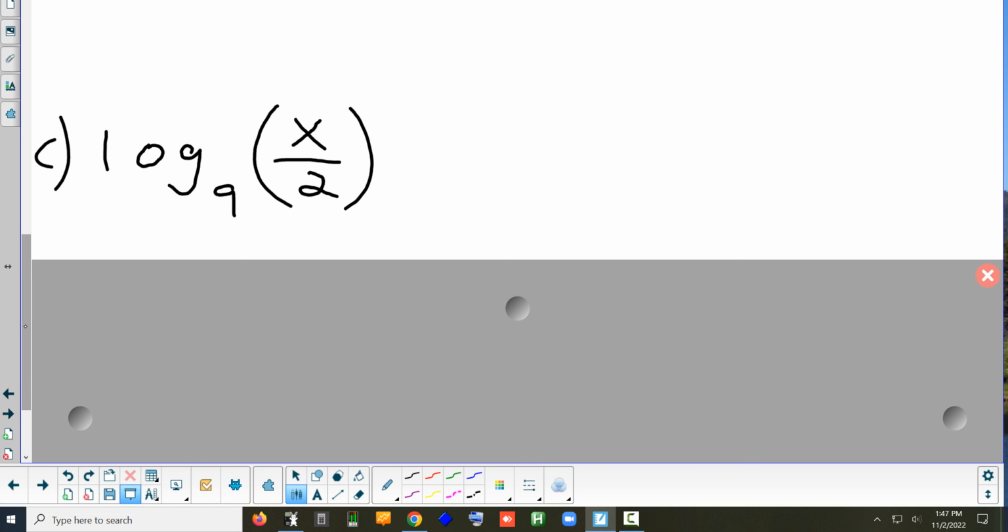Okay, let's try this one. Log base 9 of x divided by 2. Okay, now we've got division. Fiorello, what's going to happen when I try to split up a problem that has division right here? We're going to subtract it. We're going to be subtracting two logs. What's going to be the base on each log?